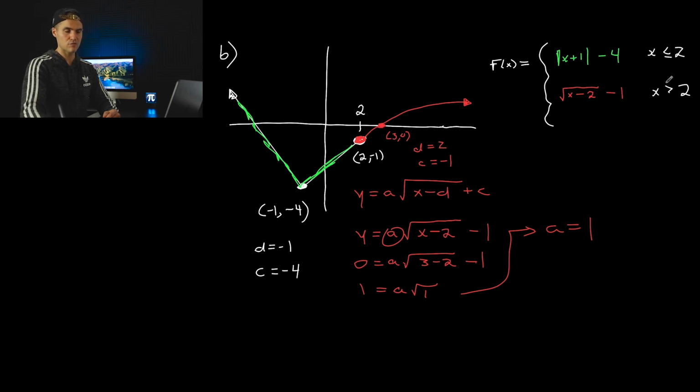And then notice that if you plug in 2, you could do a quick check. If I plug in 2 for x here, 2 plus 1 is 3. Absolute value of 3 is 3. Minus 4 is negative 1. Right? We get that y value, negative 1. If I plug in 2 here, 2 minus 2 is 0. Square root of 0 is 0. Minus 1, we get that same y value of negative 1. So if you want, you can do a quick check to see that you're getting that same y value, right? And this function just ends up being continuous across the entire domain.